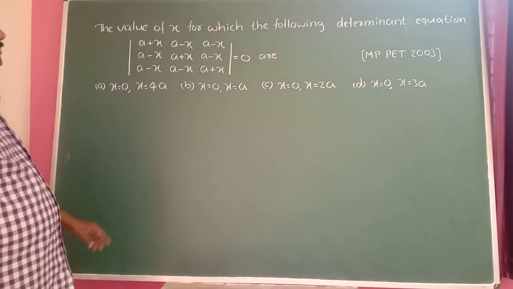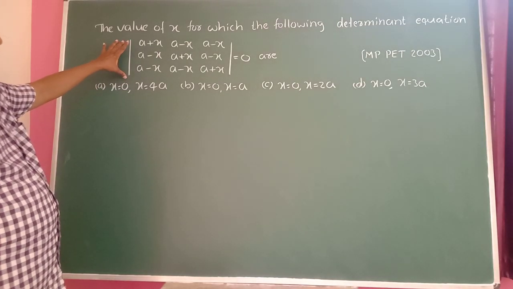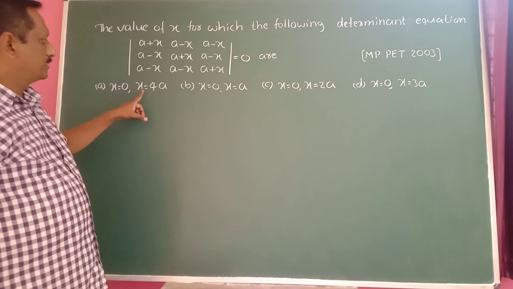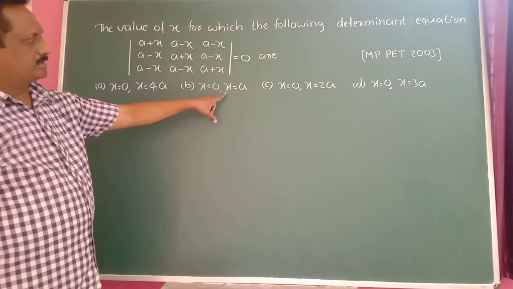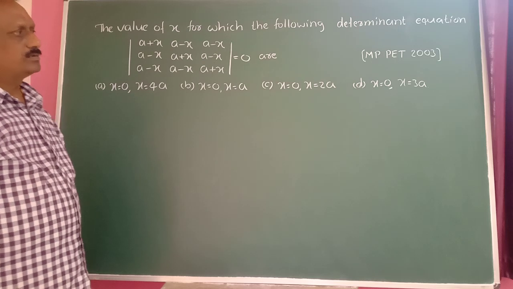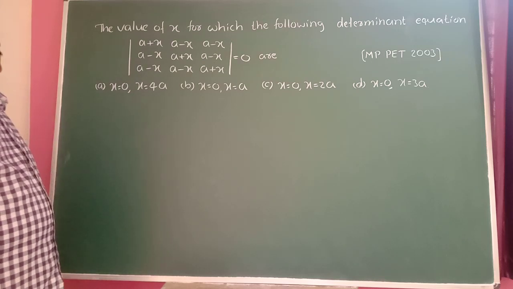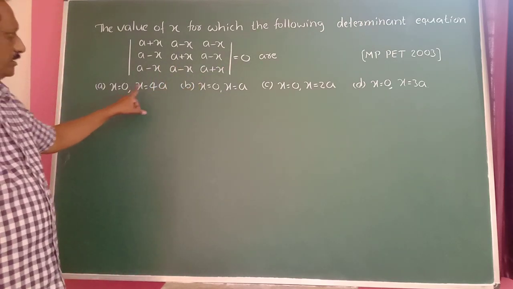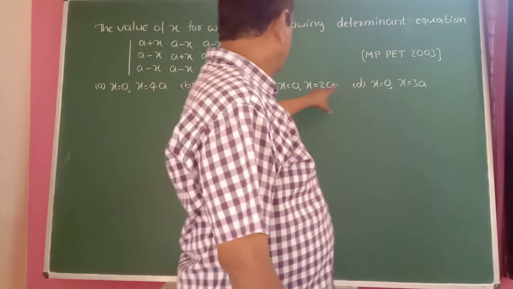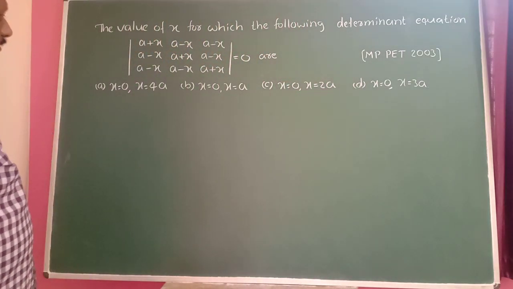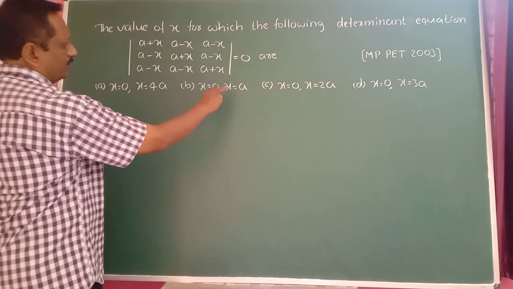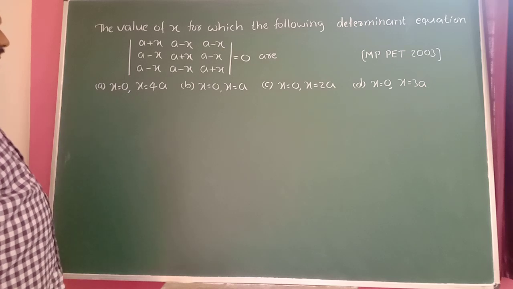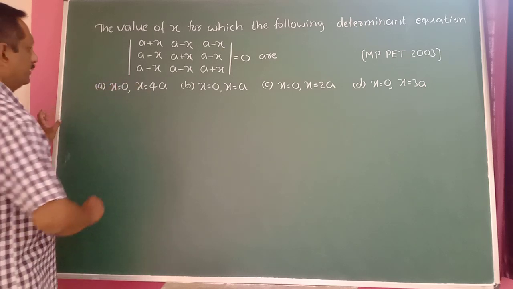Okay. So for what value of x does the following determinant equation hold? Options: x equal to 0, x equal to 4a; x equal to 0, x equal to a; x equal to 0, x equal to 2a; x equal to 0, x equal to 3a. At what value of x does this determinant become 0? Here x equal to 0 is common in all options. You just check at x equal to 4a, or a, or 2a, or 3a, whether this becomes 0. Check 4a.